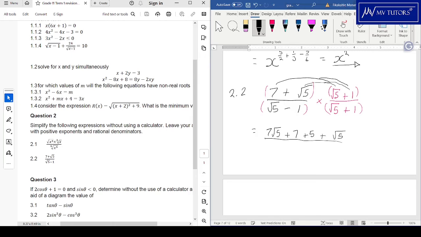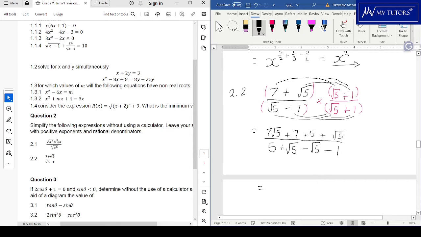Let's do the same. Square root of 5 times square root of 5, you get 5. And then square root of 5 times 1 is just plus square root of 5. Now negative 1 times the square root of 5 is negative square root of 5. This is exactly why we do the rationalizing, so that the square roots subtract each other. Then the last one is negative 1 times positive 1, which is negative 1.